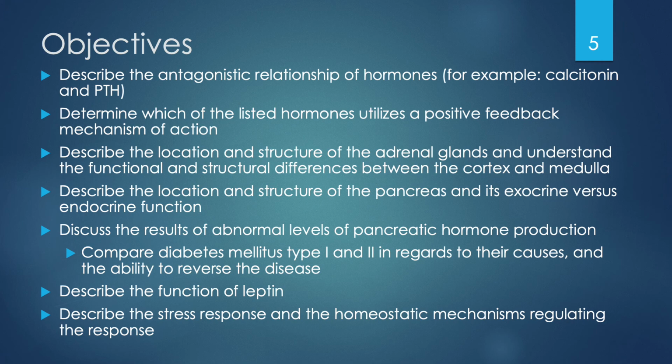Describe the location and the structure of the adrenal glands, and understand the functional and structural differences between the cortex and the medulla. Describe the location and structure of the pancreas and its exocrine versus endocrine function. Discuss the results of abnormal levels of pancreatic hormone production. Compare diabetes mellitus type 1 and 2 in regards to their causes and also their ability to reverse the disease. And describe the function of leptin. And then lastly, to describe the stress response and the homeostatic mechanisms regulating the response.